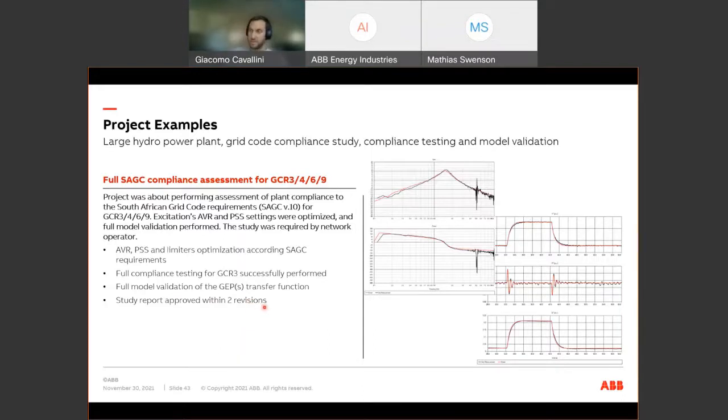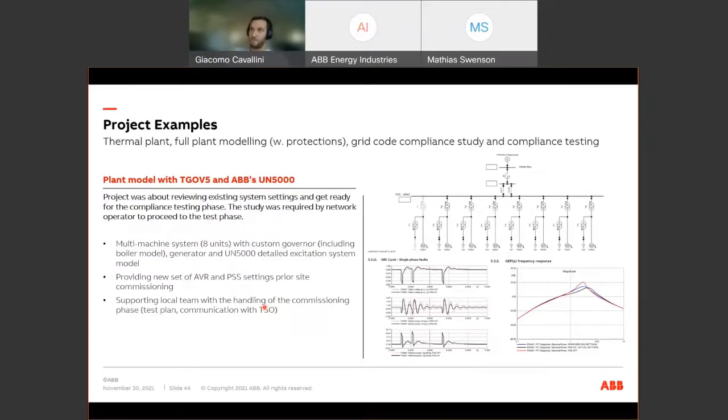They commissioned the unit in line with the customer's expectations. Another example is a project with a Unitrol 5000 system. So it's still an ABB excitation system, with the TGO5 governor control. And here we modeled the full power plant, an 8-machine power plant, with the protection relays as well, to verify that the performance during automatic reclosing cycles and fault ride-through was in line with the grid code. And here also the grid code has been passed successfully with few revisions of reports, and the commissioning engineer was also at site.